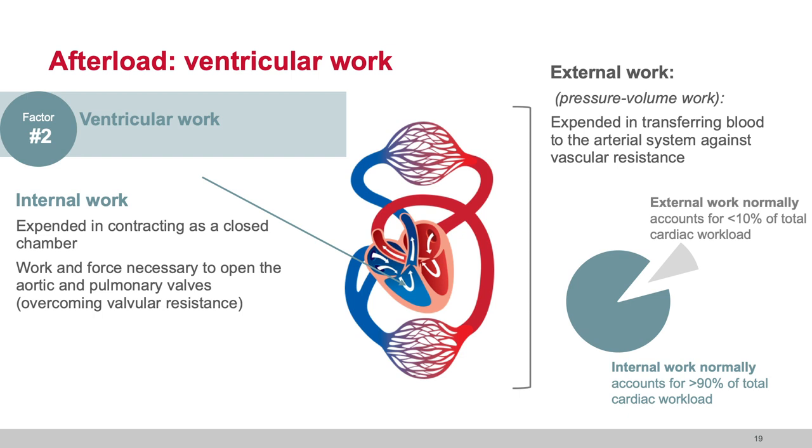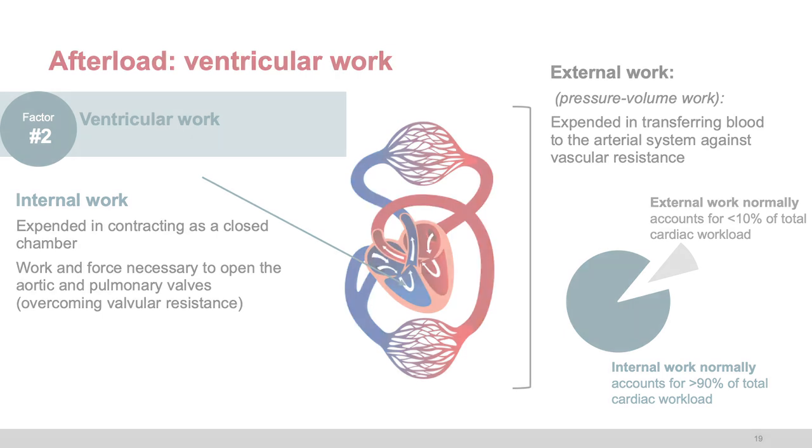External work is pressure volume work, which is about transferring blood, pushing volume against resistance. And when resistance is high, your ventricle has to work much harder, but it's inefficient work because the resistance is too high. The converse is also true. When the resistance is too low, the ventricle still has to work hard because now there's no resistance, so it just will bolus out all that volume through an extraordinary contractile mechanism.